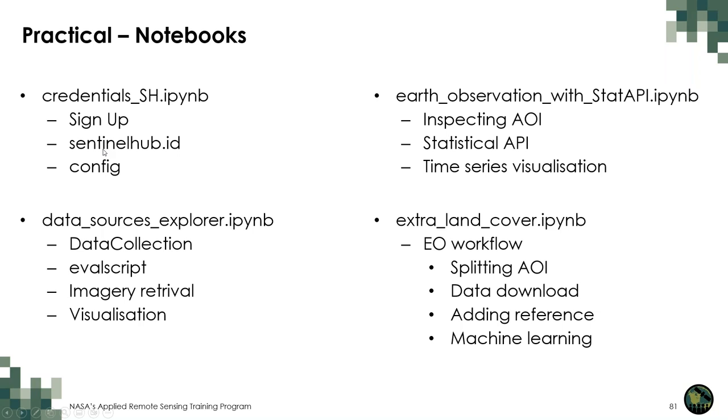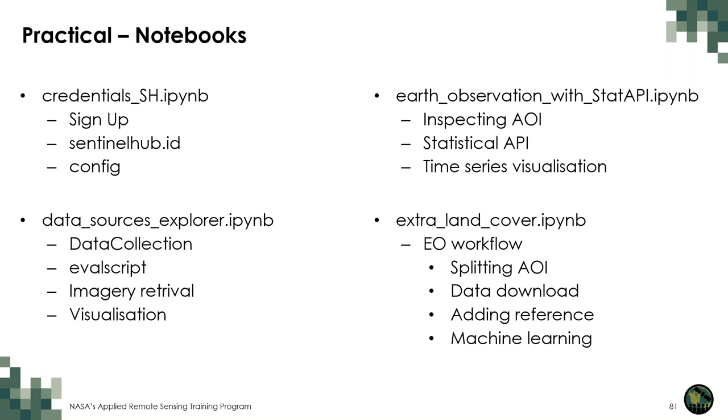We first have to also configure the sentinelhub.id file, which will be storing our credentials. And we'll then just be confirming the configuration that we'll be using. Then going on, we'll be using the Data Source Explorer, where we'll take a look at the data collection that is made available to us through the Sentinel Hub.